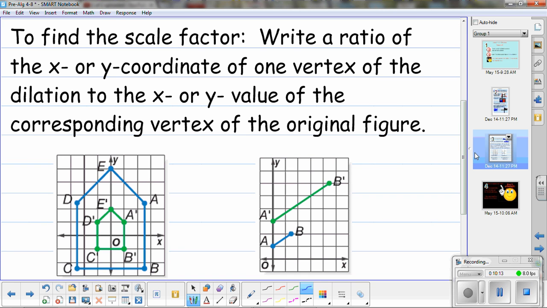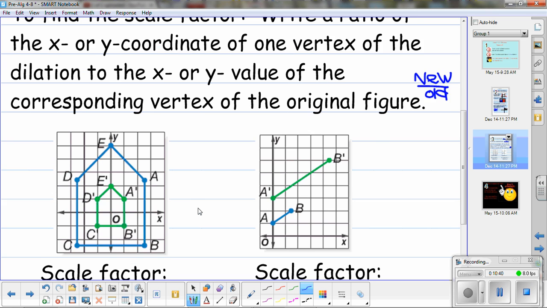All right, now the last thing we're going to do is find the scale factor. To find the scale factor, you want to write a ratio of the x or y coordinate of one vertex of the dilation to the x or y value of the corresponding vertex of the original. So we're going to compare the new one to the old one, and you're going to pick either the x or y of a corresponding point.